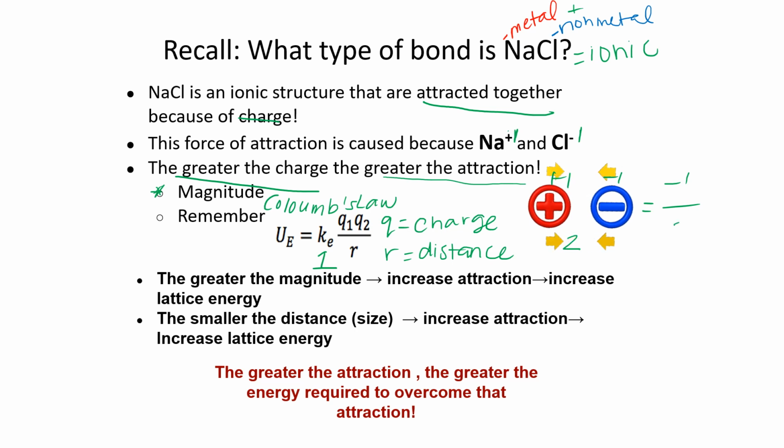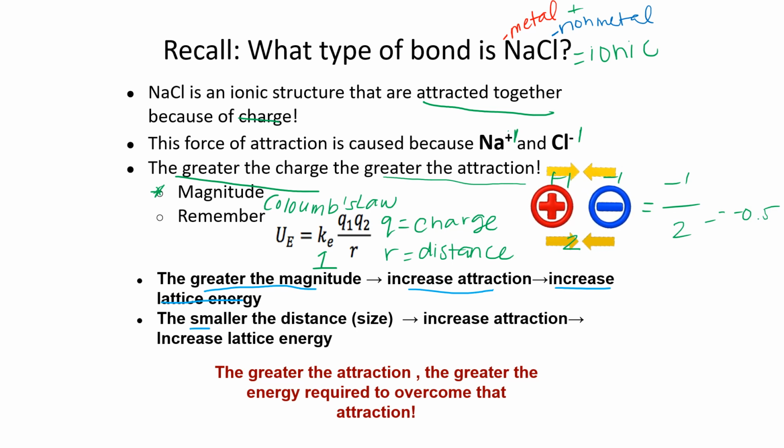And then negative 1 divided by 2, that is equal to negative 0.5. That would be the magnitude of our compound. Now, the greater the magnitude, the increase in attraction. So the greater the magnitude, the increase of attraction, meaning the increase in lattice energy. Lattice energy is the amount of energy required to overcome that attraction, to get rid of that attraction between the two molecules.